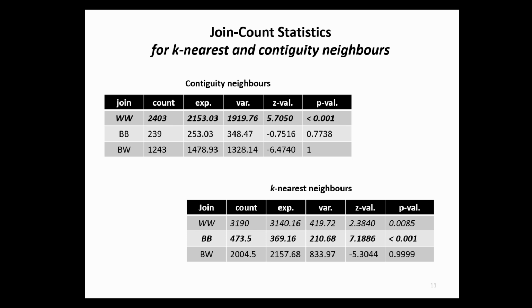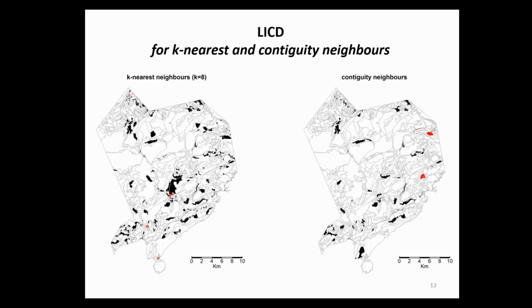This is the joint count statistics. As you can see, with contiguity neighbors, the WW are significantly autocorrelated and black BB are not. BB are the black areas. Whereas for the k nearest neighbor it is the opposite. So, first, interesting problematic results.